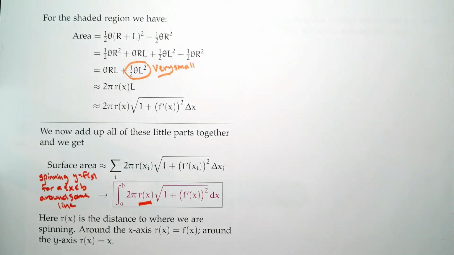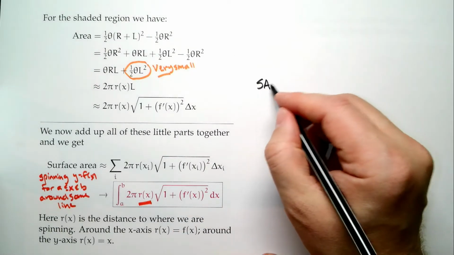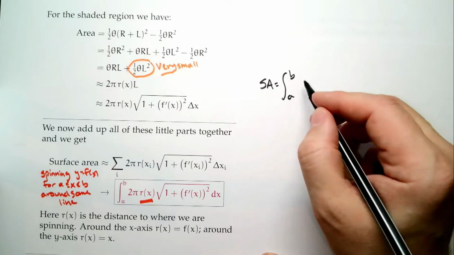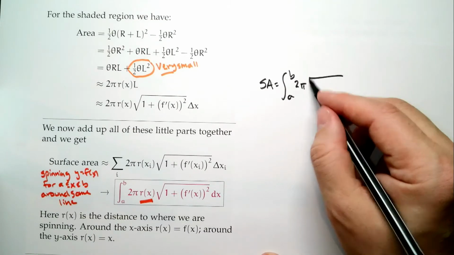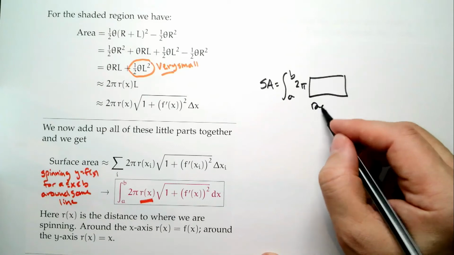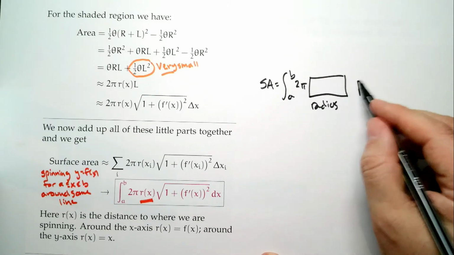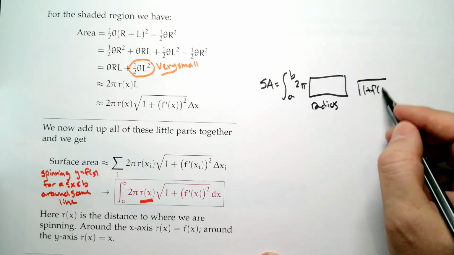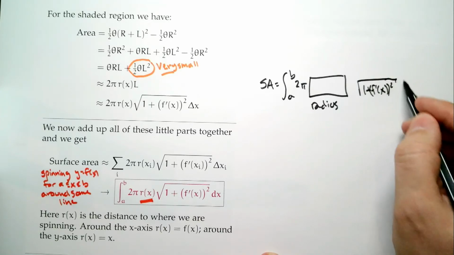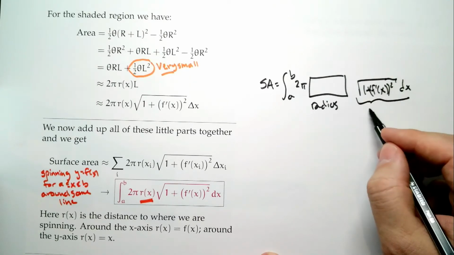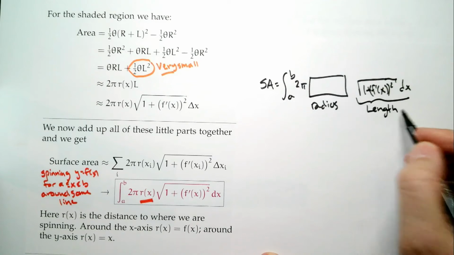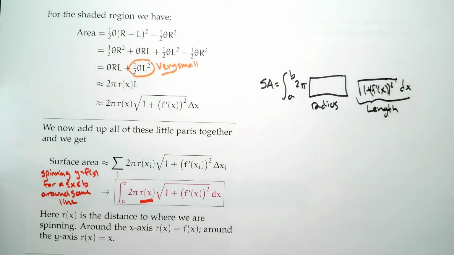But it's good to be flexible. So the way I like to think about this, whenever I'm working on this, is the generic formula that I like to remember. The surface area is the integral from a to b of 2 pi, and then there's a radius that comes here, and then there's the square root of 1 plus f prime of x squared dx, and I say, aha, this I remember, this came from the length formula. So I remember the length formula and say, okay, that goes on the end.